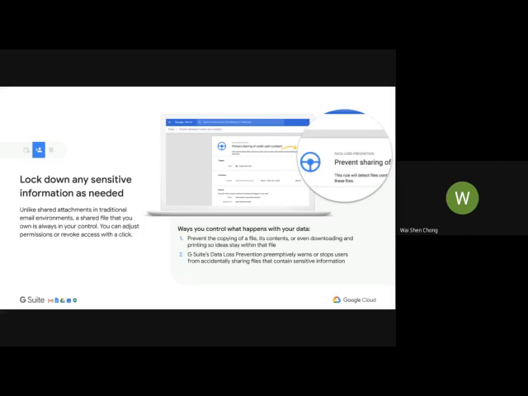So you can prevent the copying of a file's content, or even downloading and printing, so the information still stays within that file. For example, if you're in a business that has a lot of customer data or personal data under the PDPA, you will be able to make sure the DLP rules define, for example, that a credit card number will not be able to be copied, screenshotted, and forwarded out as an email. The email system will have the intelligence to detect when an email with such information, which you have set as a rule, is being forwarded out.